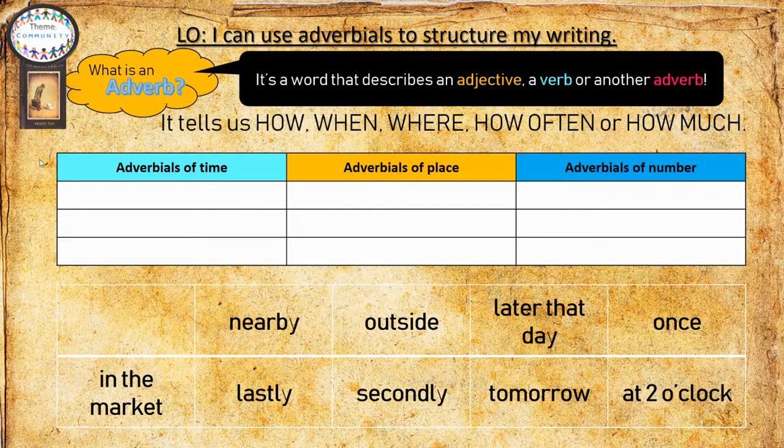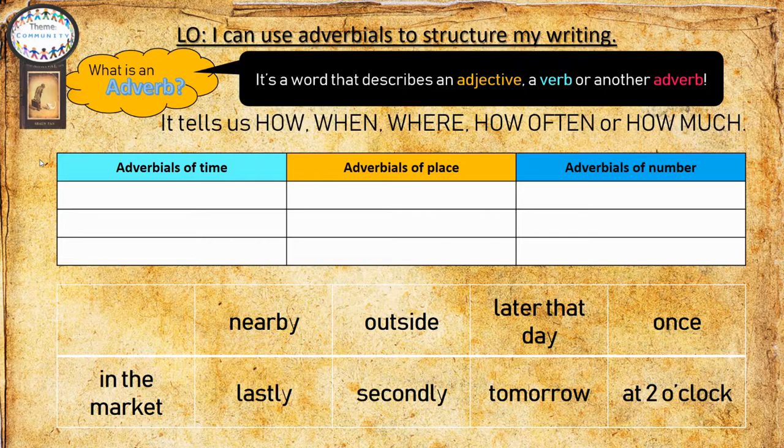Have a little look at the words below in the grid. Which ones do you think might be adverbials of time, or adverbials of place, or adverbials of number? Create your own table using the headings like I have: adverbials of time, adverbials of place, adverbials of number. And take the time to add each of the words and phrases below under the correct heading. The answers will be revealed shortly.